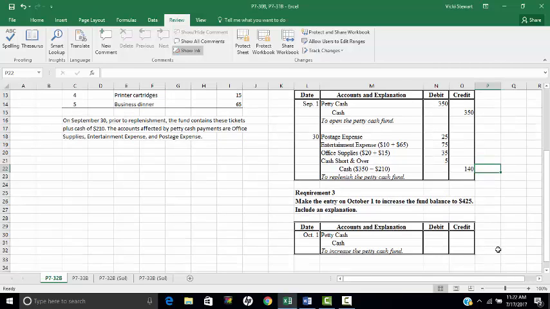Requirement 3 says make the entry on October 1st to increase the fund balance to $425. So the only other time that we debit petty cash other than when we originally set up the fund is if we are going to increase the fund. So in this case, we're wanting to make the fund have $425 in it instead of $350. So we would debit petty cash for $75 and we would credit cash for $75. Take that check to the bank, cash it, and put the $75 in the fund. And that is the conclusion of the demonstration for problem 732B.